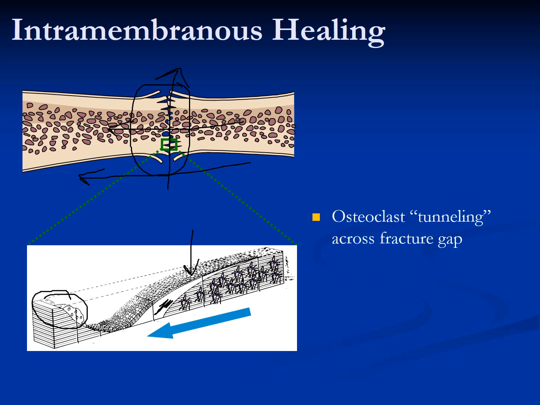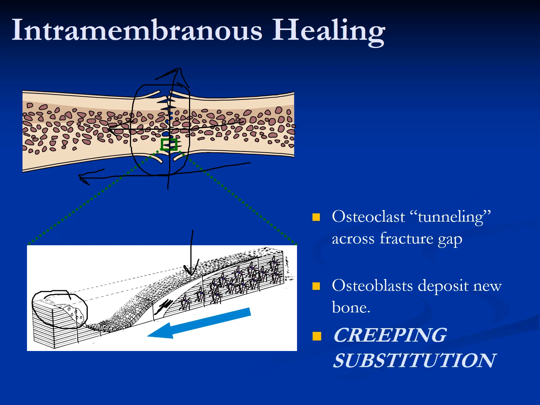So it's called tunneling across the fracture gap. It's depositing new bone as it goes, and it's also referred to as creeping substitution. Now, intramembranous bone healing only happens when there is no motion between the broken ends of the bones. When does that happen? If you have a cast on, there's motion between the ends of the bones. So casted bones, if you break your arm and you get a cast, that's going to go through secondary bone healing. You're going to get a callus. You're going to get that ball forming.